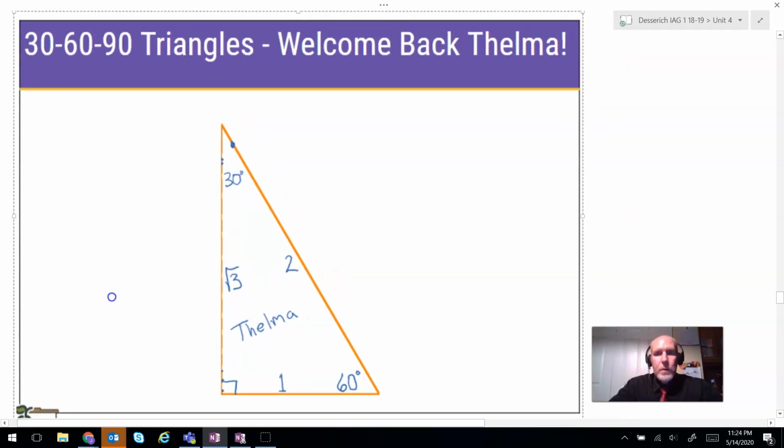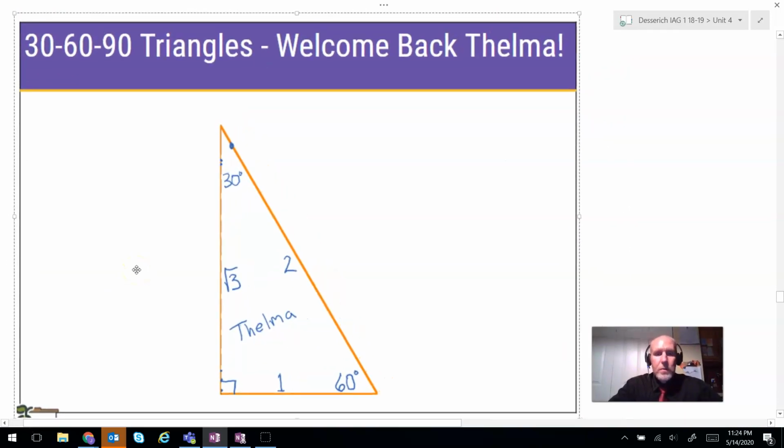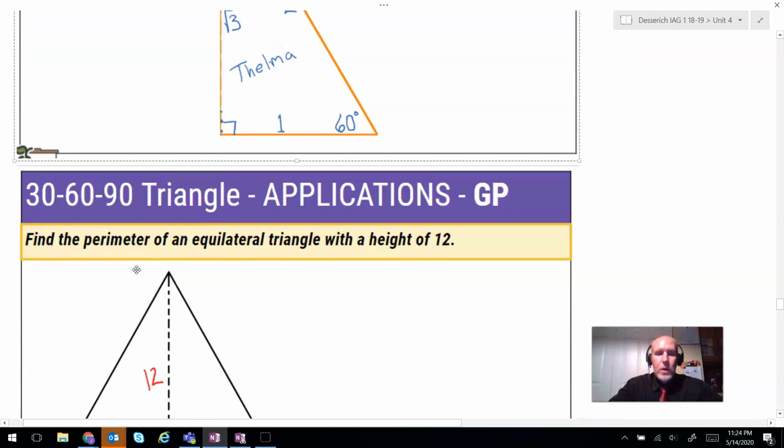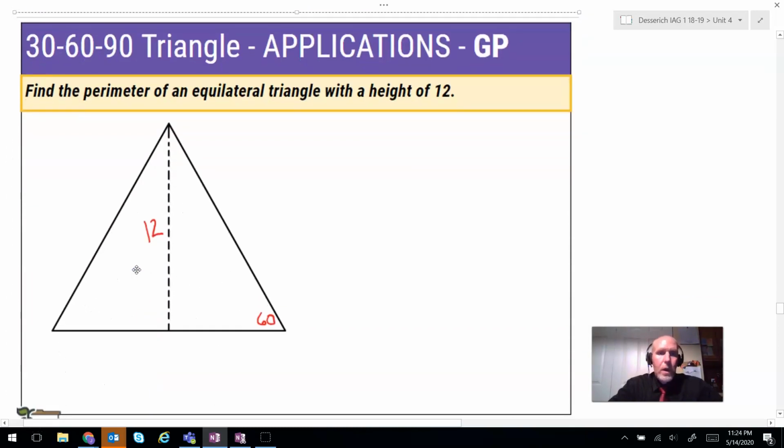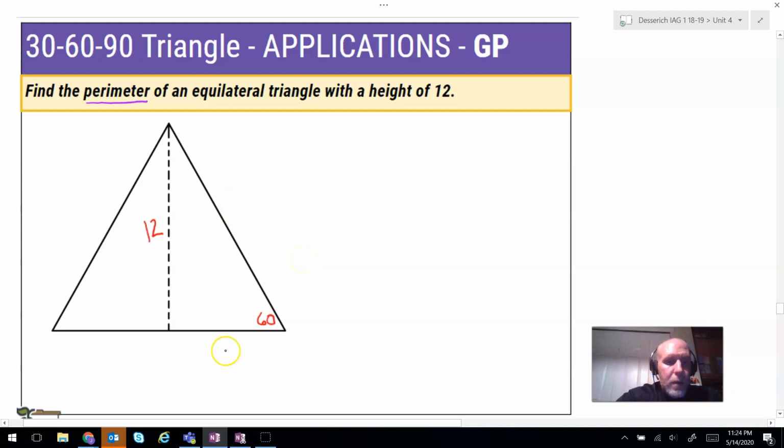All right, so we're going to do a few more together here. Welcome back, Thelma. We've already used Thelma actually in some earlier problems, but now we're going to go with this. Find the perimeter of an equilateral triangle with a height of 12. So again, we're back to that equilateral triangle, and we want the perimeter. Well, the perimeter is the distance around the outside. So what I'm going to need is to know either the hypotenuse of, we'll kind of highlight this triangle in purple here.